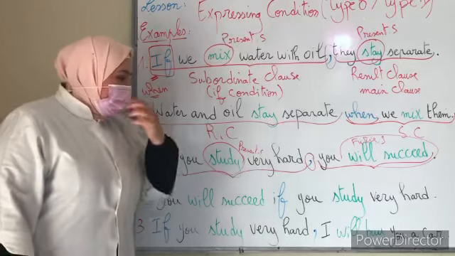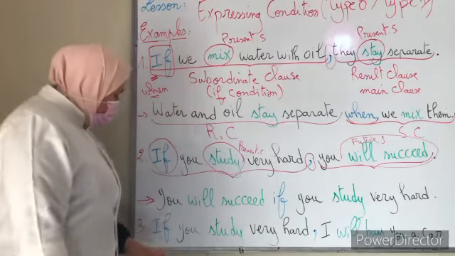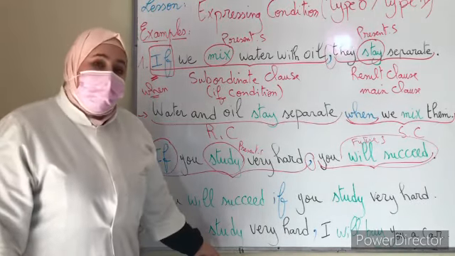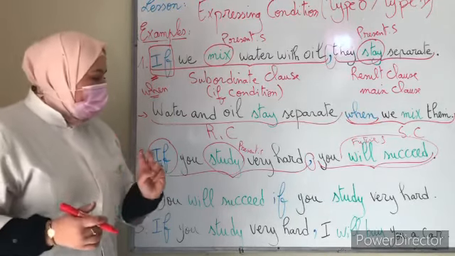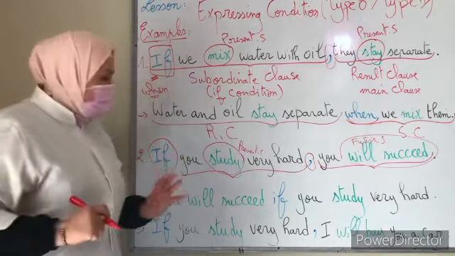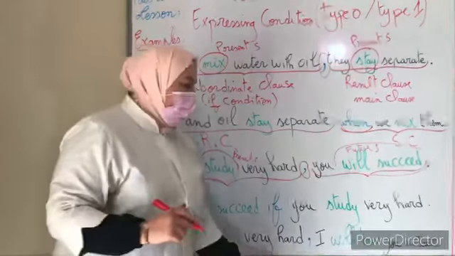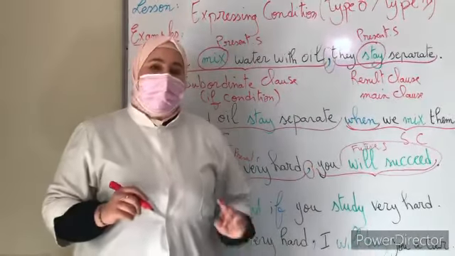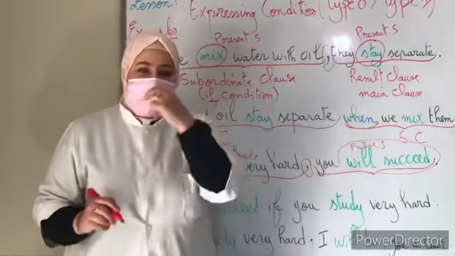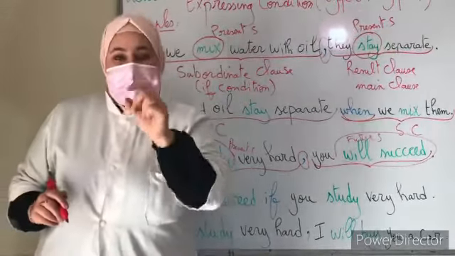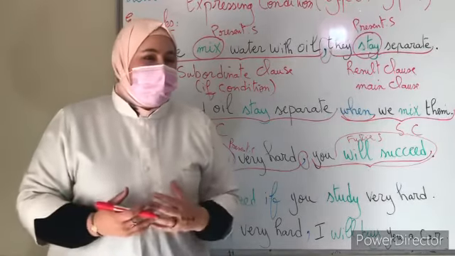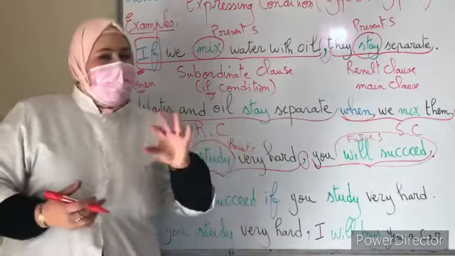Alright? And here I'm going to give you the last example. If you study very hard, you know that it's approximately like the second one, but I have changed the result clause. So if you study very hard, I will buy you a car. This is my promise for you. So if you study very hard, I promise you that I will buy you a car. What do you understand here? So if you study very hard, you will succeed.